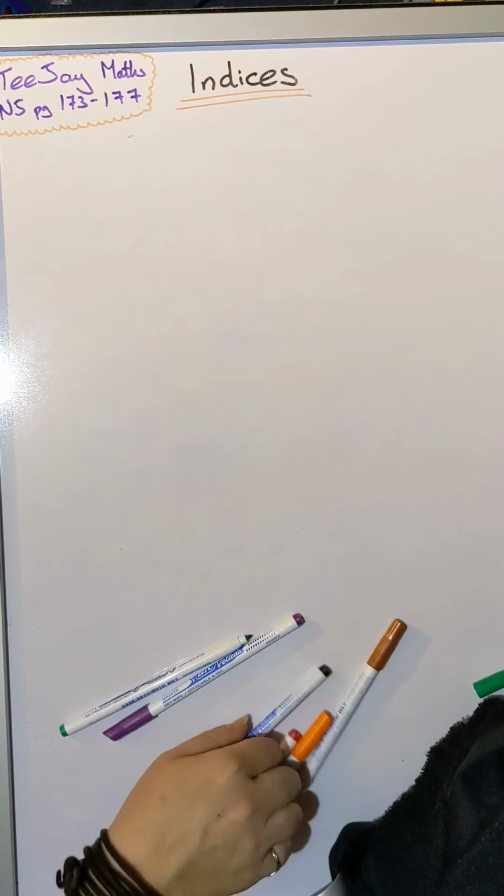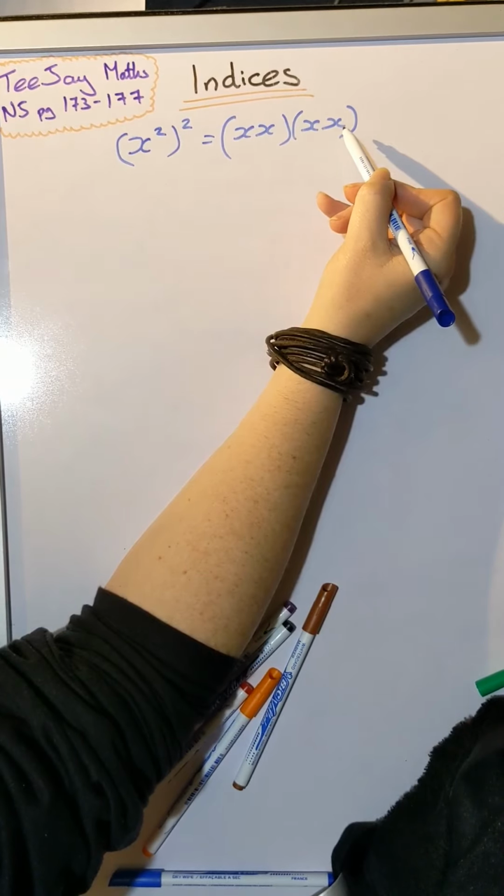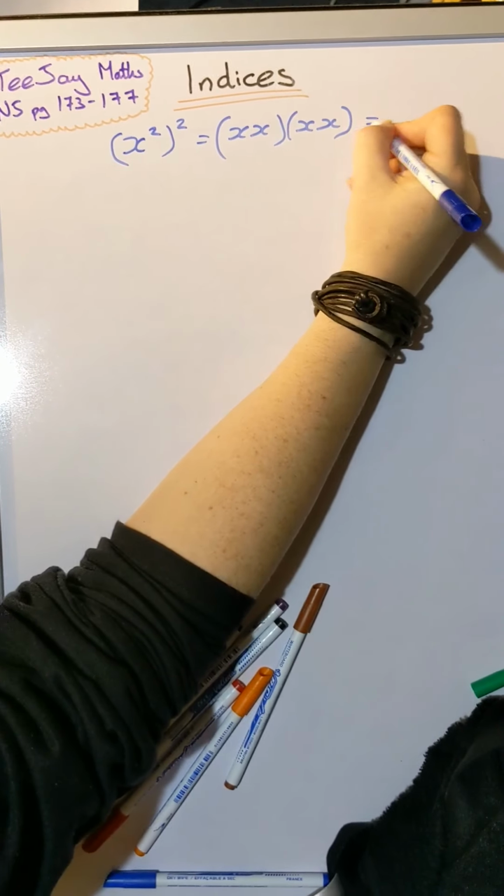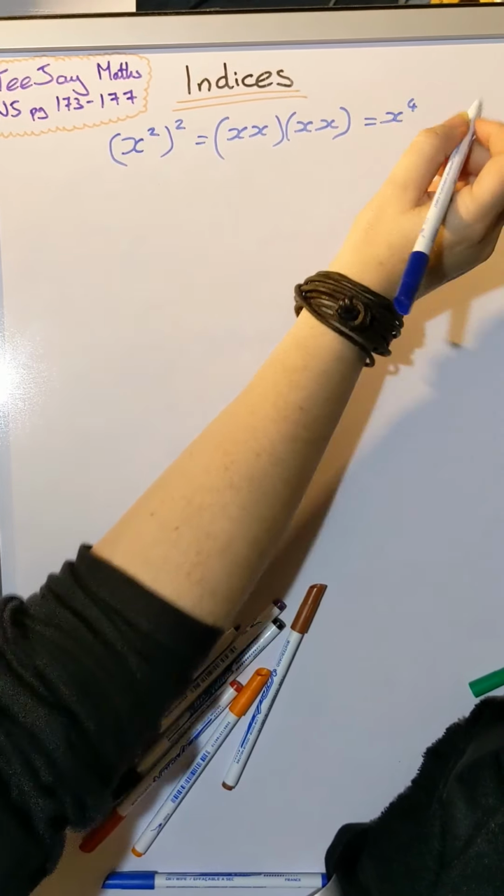Consider what happens when we have x squared squared. Well, what we've got is x times x times x times x. So what we've got is 4 x's. So we get x to the power 4.